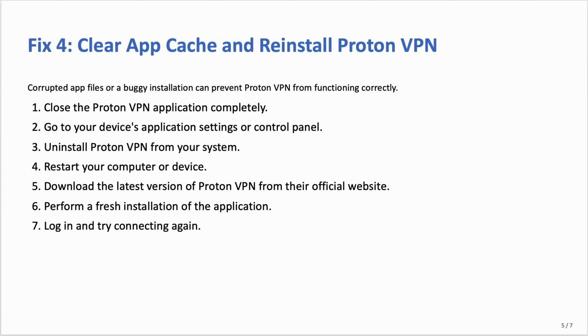After that, clear your app cache and reinstall Proton VPN. Close the Proton VPN application completely. Then go to your device application settings or control panel. Uninstall Proton VPN from your system, restart your computer or device, and download the latest version of Proton VPN from their official website. Perform a fresh installation of the application and log in and try connecting again.